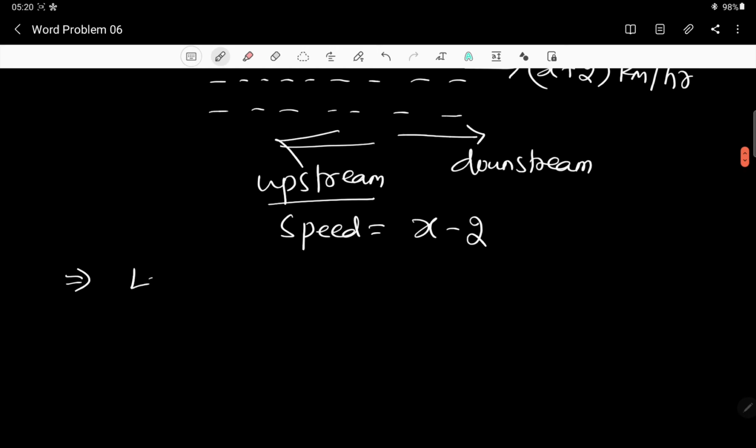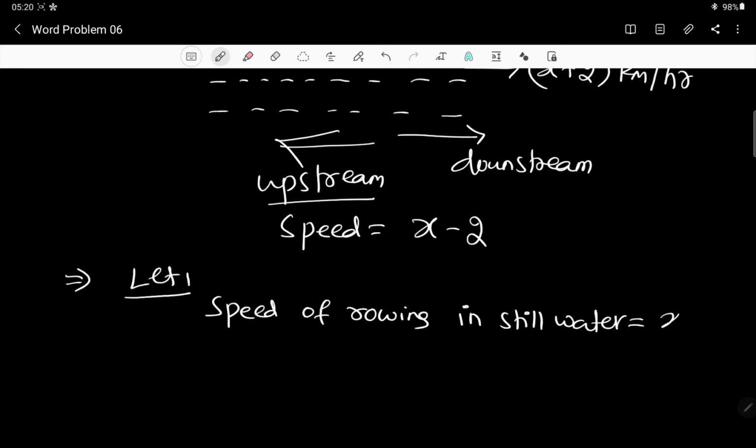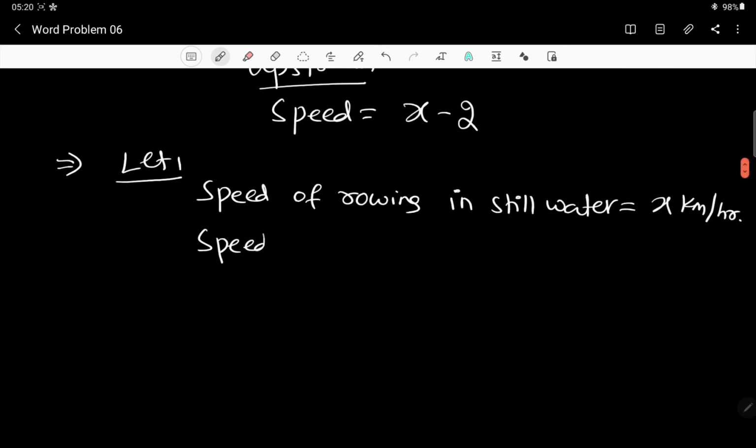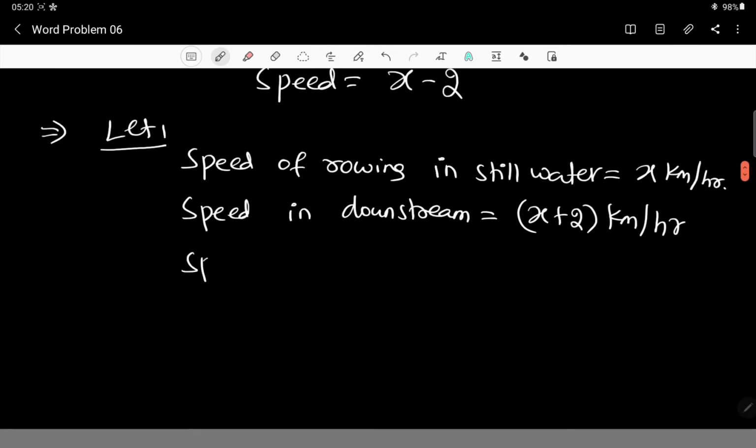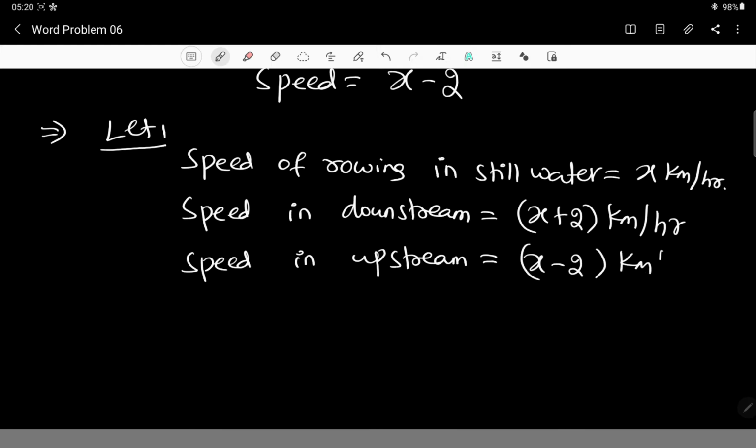So I will assume: let the speed of rowing in still water, where water is not moving, be x kilometer per hour. Now speed in downstream: whenever we are going downstream, the speed will be x plus 2 kilometer per hour. I have already explained with the help of a diagram, but I am writing that data here. Now speed in upstream is equal to x minus 2 kilometer per hour.